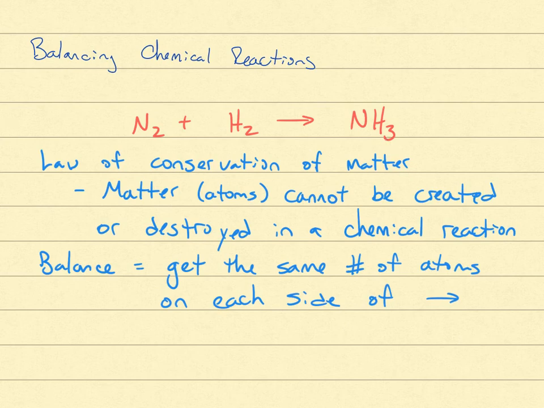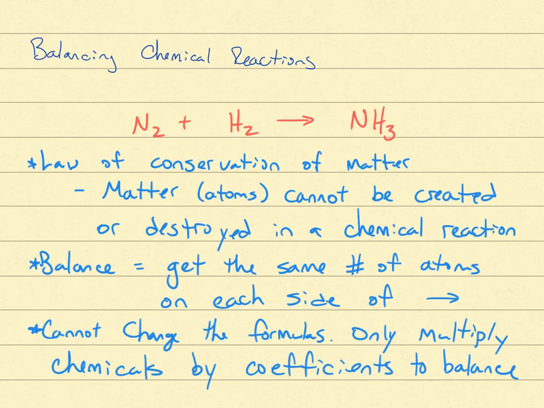And in order to do this, the only way to do this is to multiply atoms and molecules on each side of the reaction arrow by positive whole numbers in order to get those substances to balance. So we steal a word from our math friends, the word coefficient. A coefficient is a number out in front of a variable. Our variables are not x, y, or z, but they are atoms or molecules or diatomic molecules.